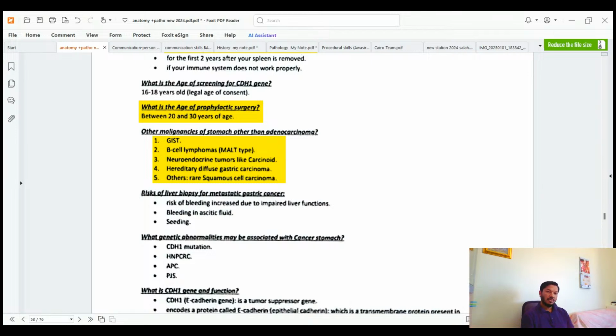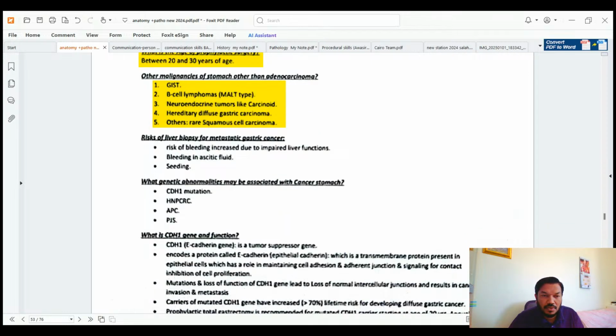Risk of liver biopsy for metastatic gastric cancer. If we do liver biopsy, what will happen? There is increased chance of bleeding because of impaired liver function, and bleeding in ascitic fluid. Bleeding in ascitic fluid also increases the risk of seeding.